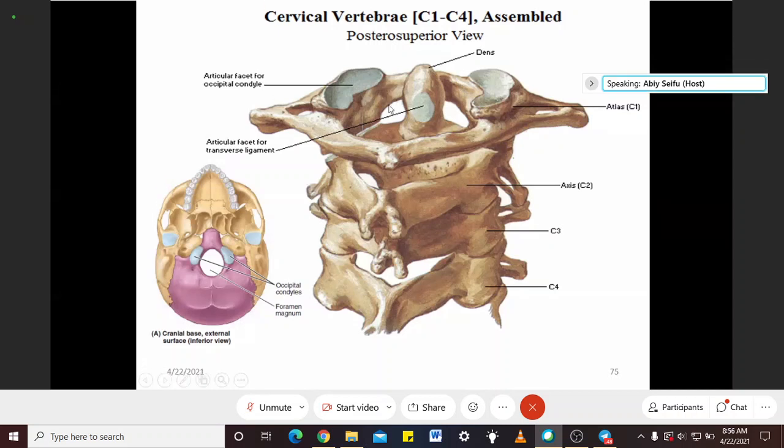There is a transverse ligament that forms a ring-like appearance that allows for the insertion of the odontoid process of C2.